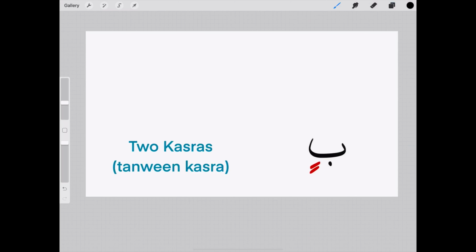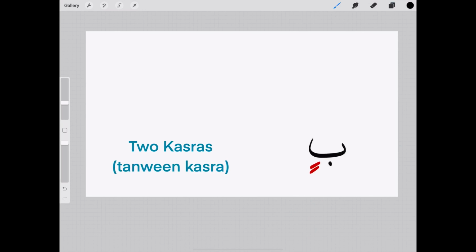The third kind of tanween is the remaining short vowel related to kasra. It's called tanween kasra or two kasras. And how would you think that should sound? For example, here you have the ba letter and you have two dashes, two lines parallel to each other at the bottom of the letter. And how should it be pronounced? Try to figure that out on your own.